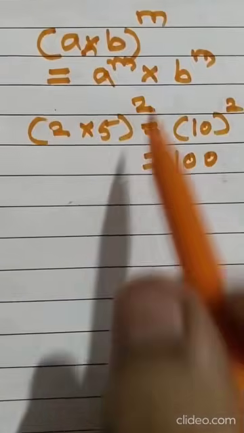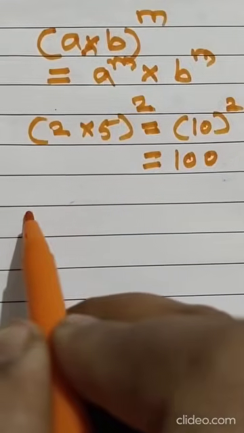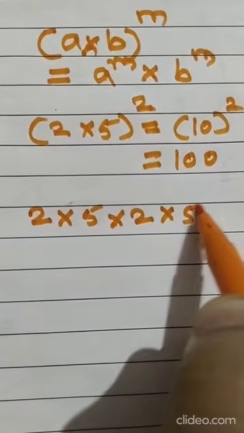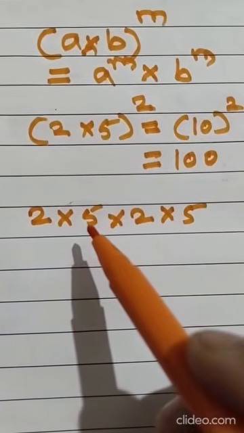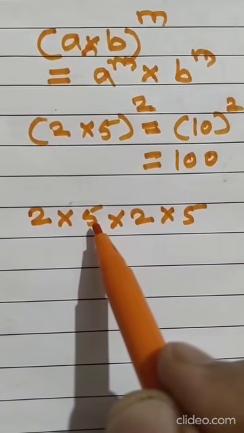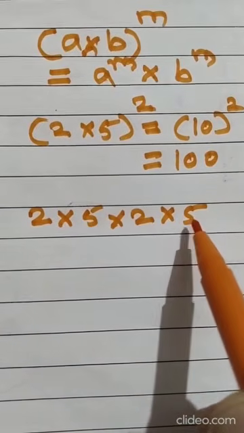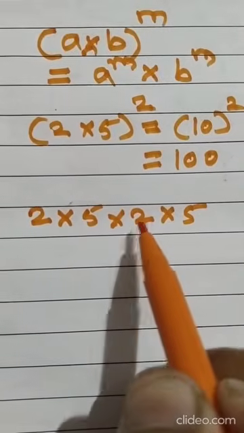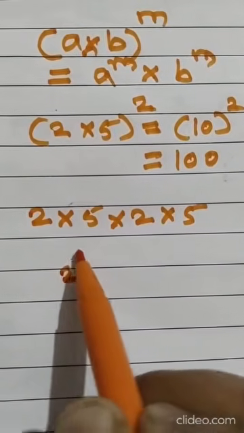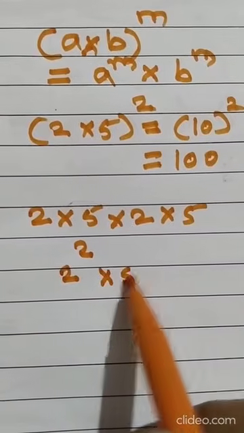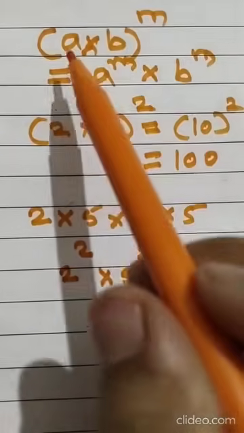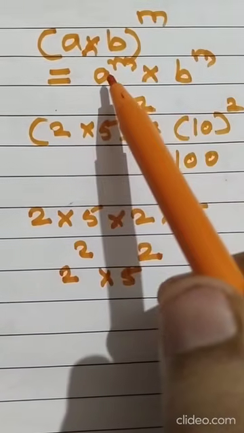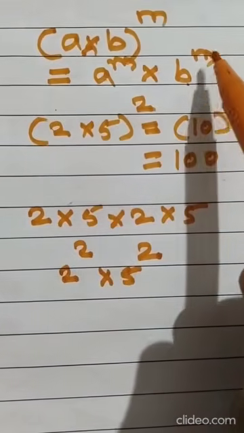Now let us verify this rule. Here, 2 times 5 is multiplied by itself twice because the power is 2. 2 times 5 is 10, times 2 is 20, times 5 is 100. In terms of exponents, we can write this as 2 raised to 2 times 5 raised to 2. So when a product is raised to a certain power m, we can rewrite it as the exponent of the individual terms that are in multiplication.